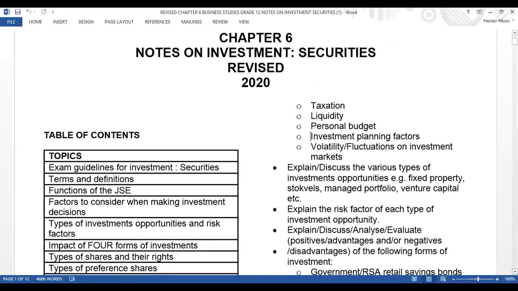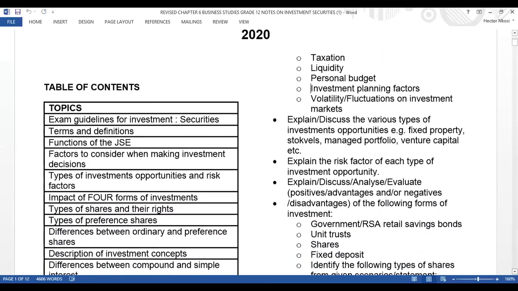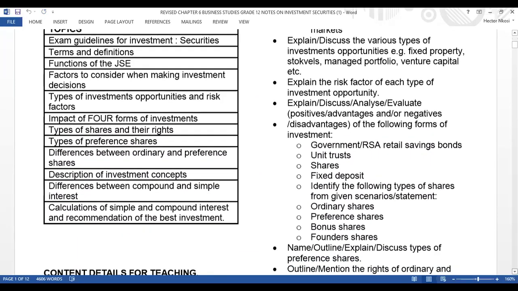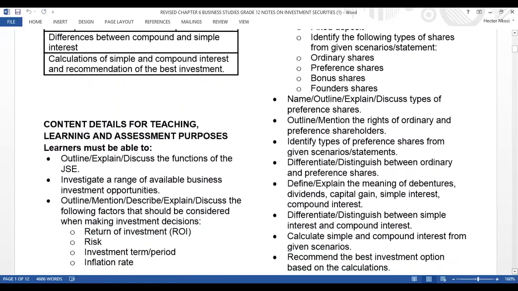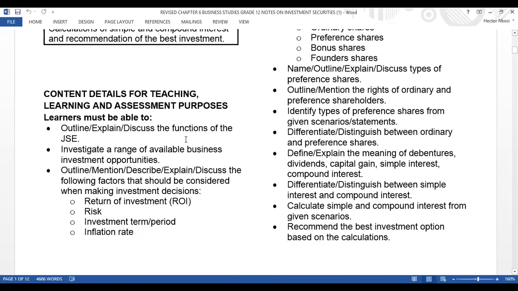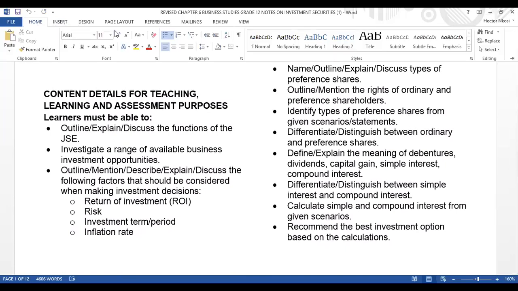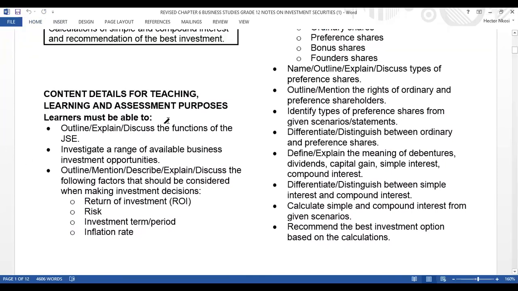I know some of you have dealt with this at school or in your study time. But now what I want to highlight is the learning outcomes for this chapter, right? Just need my highlighter before we start, a green one. Okay. Now, learners must be able to outline, discuss or explain the function of the JSE.